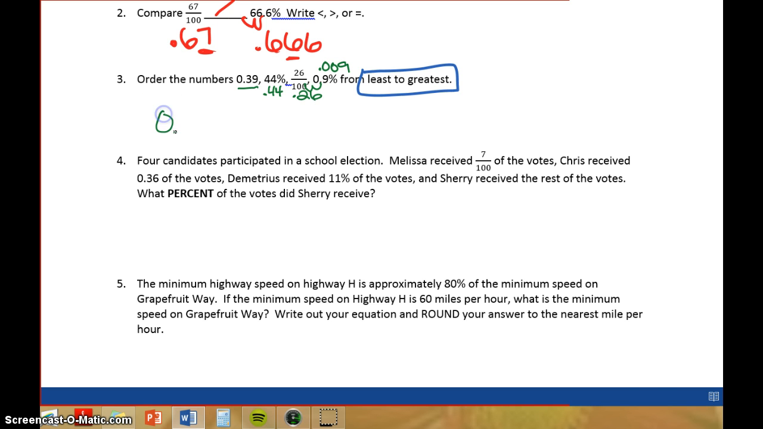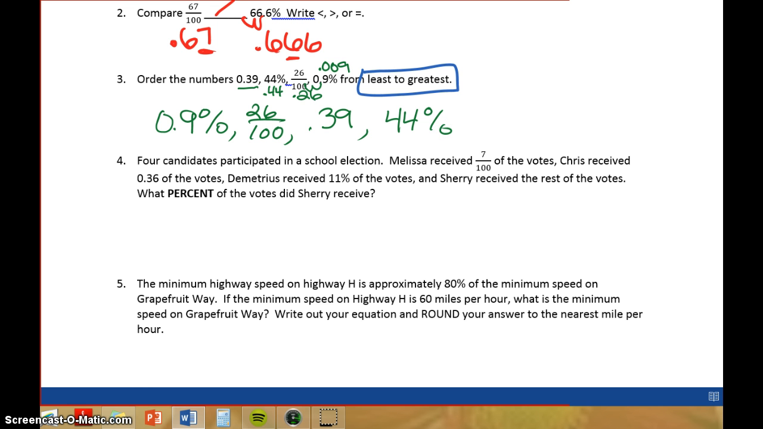Now when I'm comparing these four numbers, I find that 9 tenths of a percent is the smallest, so 0.9%. Second smallest is 26 hundredths. Third would be 39 hundredths, 0.39. And then last but not least is 44%. That is our greatest number.